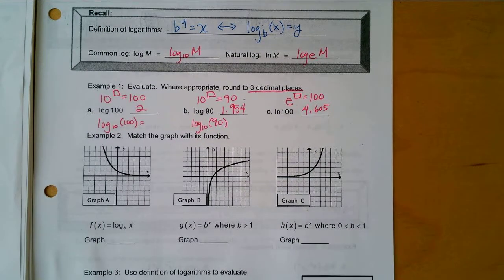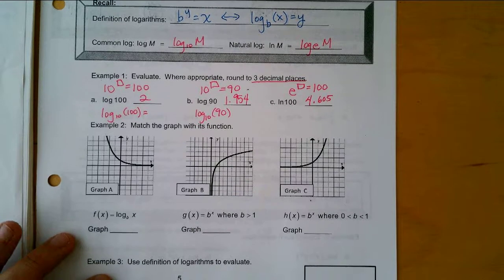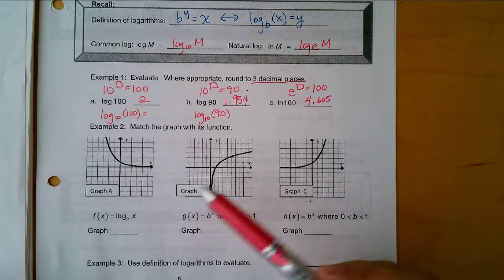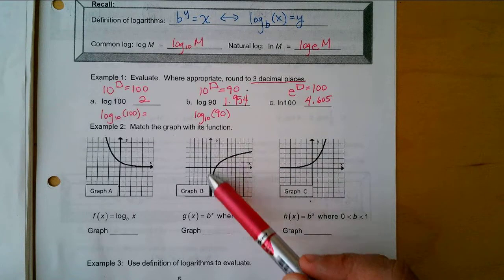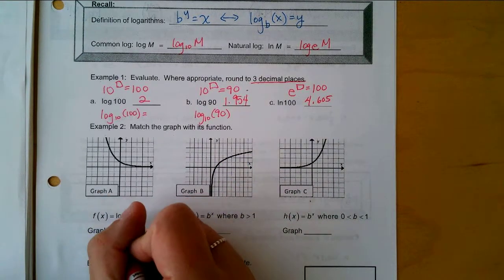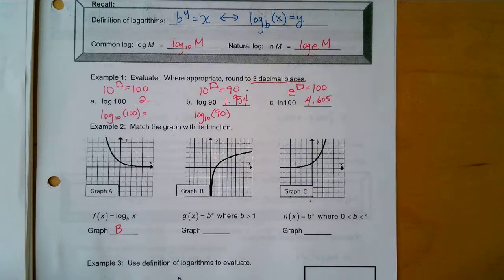Okay, we want to match the graph with the function. So thinking about this function here, f of x is log base b of x. Can you tell which one of these graphs looks like the logarithm that we were graphing the other day? B. Yes, so we have the logarithmic function. It has the asymptote happening here at x equals 0. So log base b is going to be graph b.